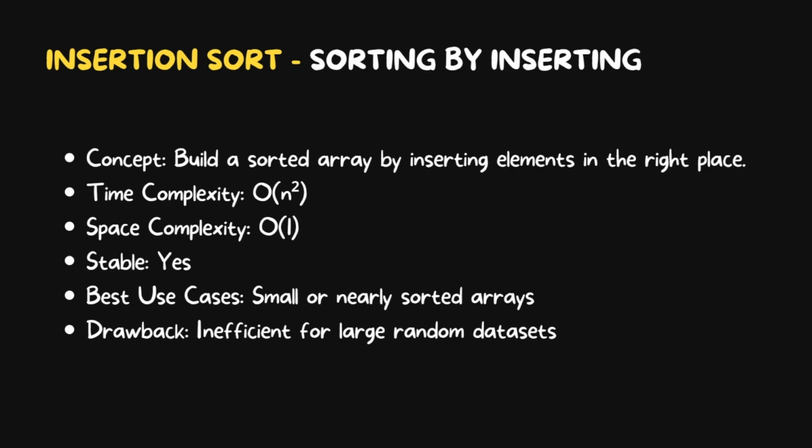It has stability, keeps the order of equal elements. Best use cases, small or nearly sorted arrays. Its drawback is that it's slow for larger random datasets. Insertion sort is simple and can be very fast for almost sorted data, making it useful for small or dynamic datasets.